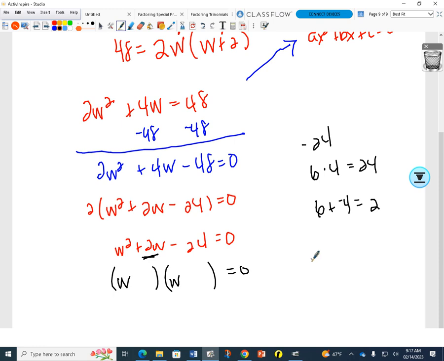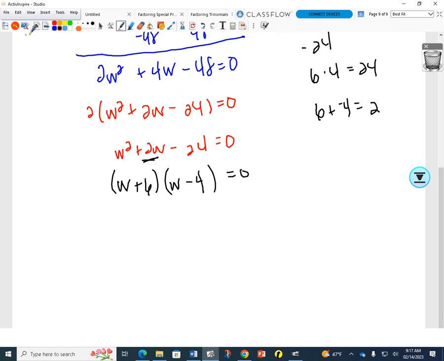Alright, so now I just plug in. I need a positive 6, so plus 6. I need a negative 4, so minus 4. So now I'm going to set the factors equal to 0. So what that means, Caleb? What do I do here? Nice. And now we're going to solve.